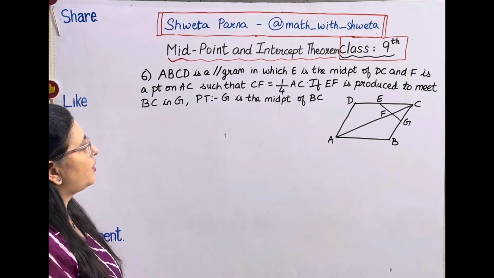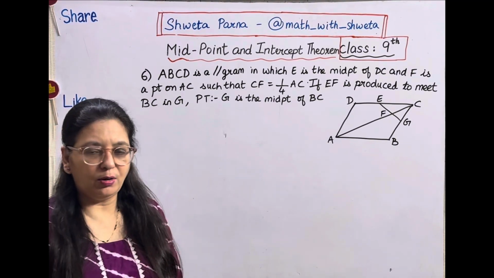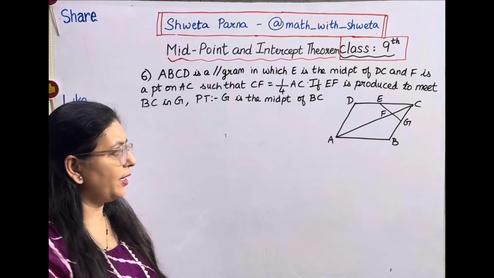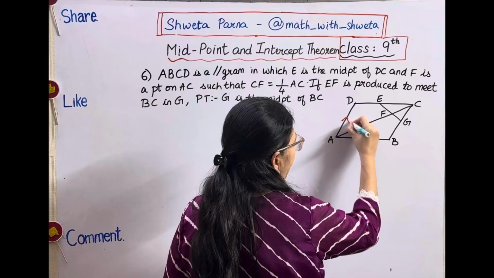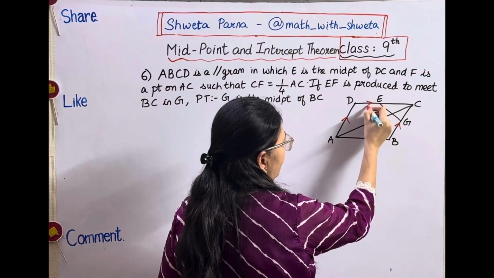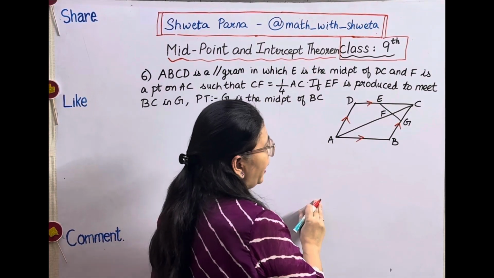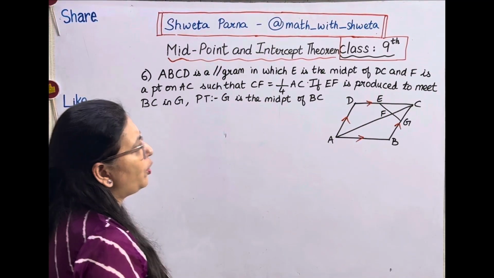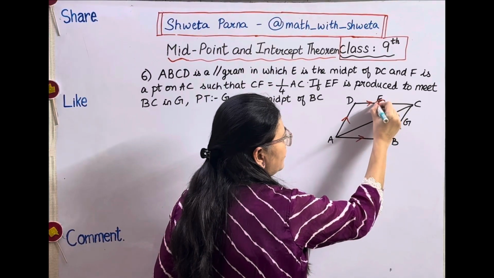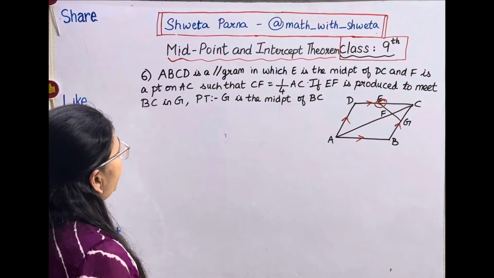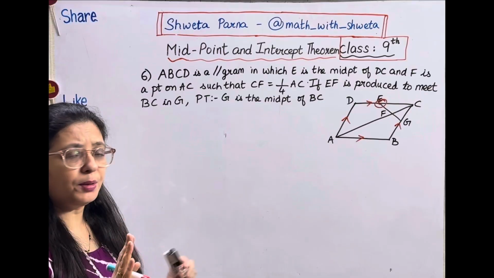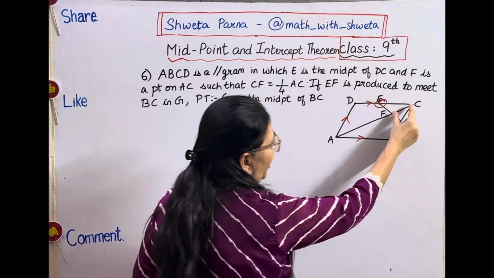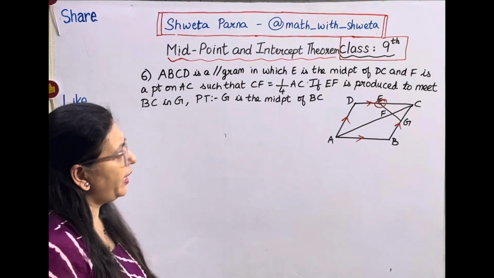Let's go to question number 6, children. ABCD is a parallelogram. What are the properties of a parallelogram? Opposite sides are equal and they are parallel. So that means AD is parallel to BC and CD is parallel to AB. Correct? And also they are equal. Then E is a midpoint of DC. This is already given. Okay? And F is a point. It is not a midpoint. It is a point on AC such that CF is 1/4 of AC.